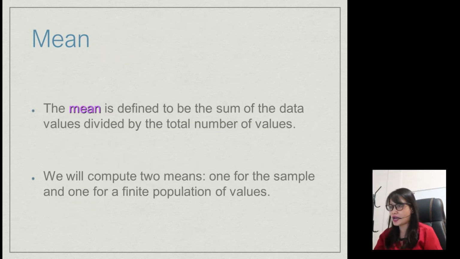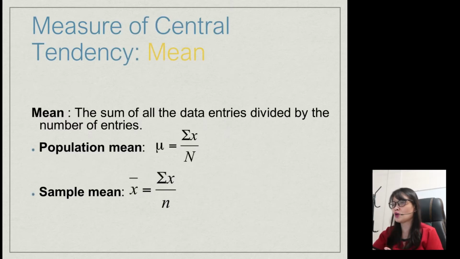The mean is defined to be the sum of the data values divided by the total number of values. So that's how we solve for the mean. We will compute two means, one for the sample and one for the finite population of values. So the mean is the sum of all data entries divided by the number of entries.